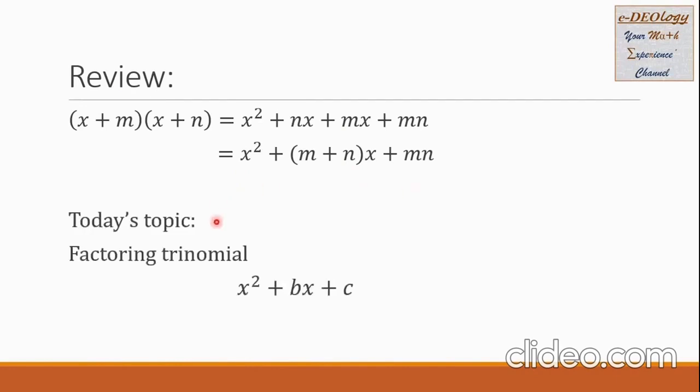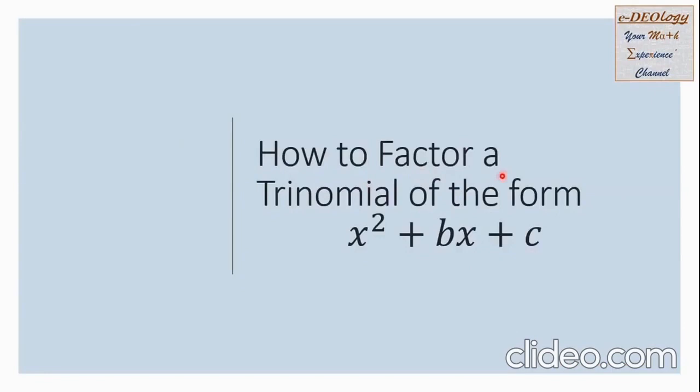So for today's topic, we're going to factor trinomials in the form x squared plus bx plus c. To compare with our review multiplication on top, I can say that the b here is equal to that m plus n, and the c, or the constant, is equal to that product m times n. And then later, what we want to get are factors of this form, x plus m times x plus n.